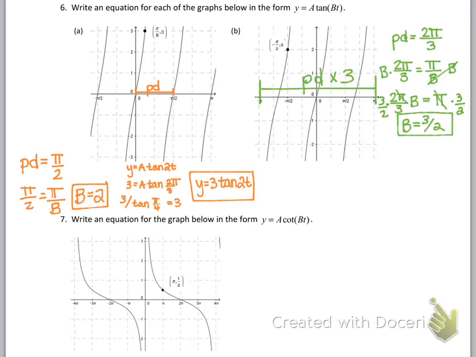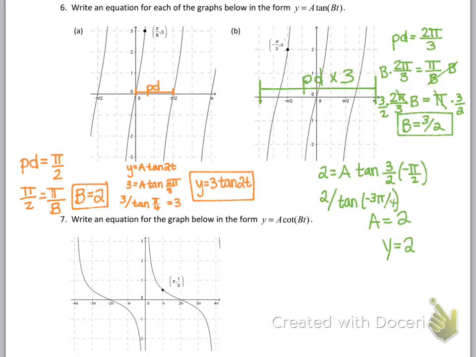Now we need to use this to solve for our amplitude. In that formula, we're going to use the point (negative pi over 2, 2). So we have our output of 2, we don't know our amplitude, times tangent of b, which is 3 over 2, times the input, which was negative pi over 2 from that point. When we multiply, we get negative 3 pi over 4, and you're going to do 2 divided by tangent of negative 3 pi over 4. When you solve, you get a equals 2. So my final equation is y equals 2 tangent of 3 over 2 times t.